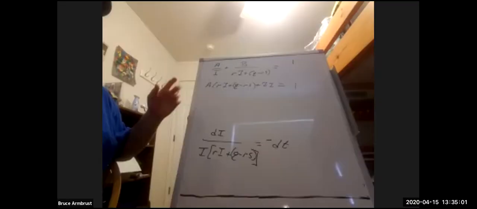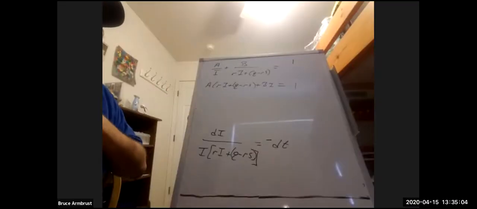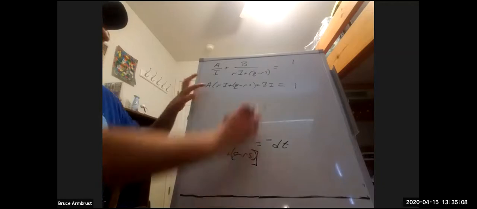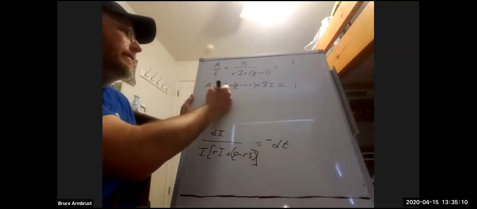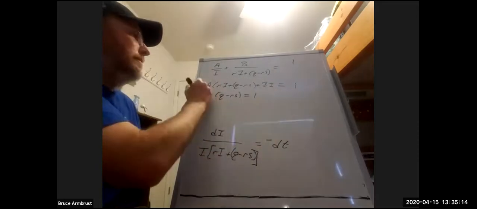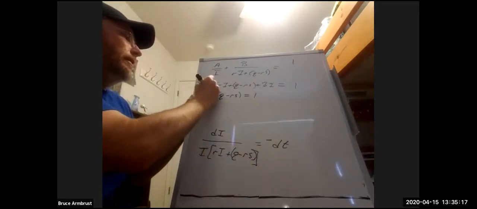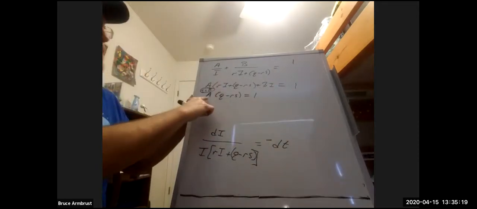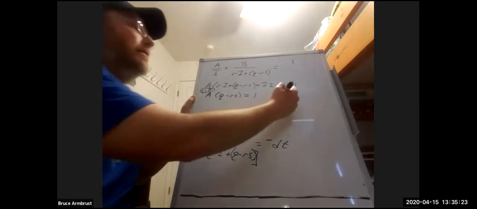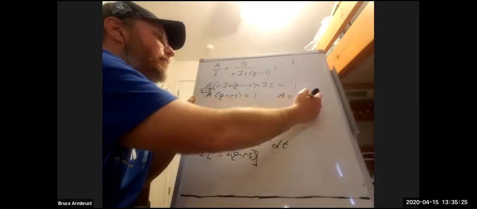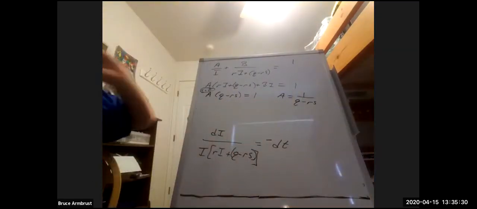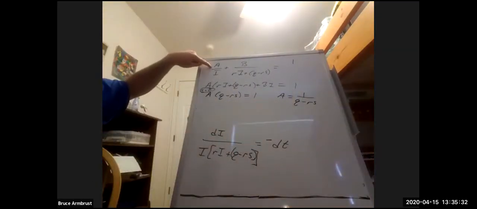So I'm going to do the trick of plugging in I values. If I plug in I equals 0, these things all go away, and I get A times Q minus Rs is equal to 1. So I just did I equals 0. So we get A times Q minus Rs is equal to 1. So A is going to be 1 over Q minus Rs. So that's what's going to go in here for A.